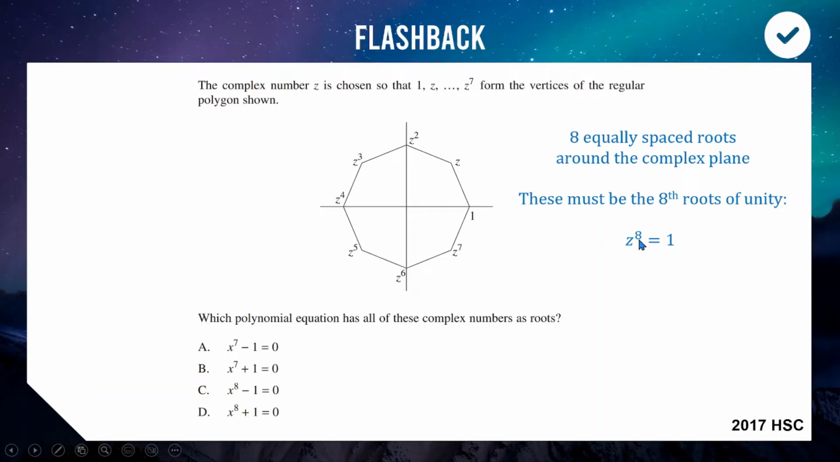Okay, so if z to the power of 8 is equal to 1, it means that z to the power of 8 minus 1 is equal to 0, which is similar to option C. So if you said option C, you are correct and you got 1 mark in this HSC multiple choice question.